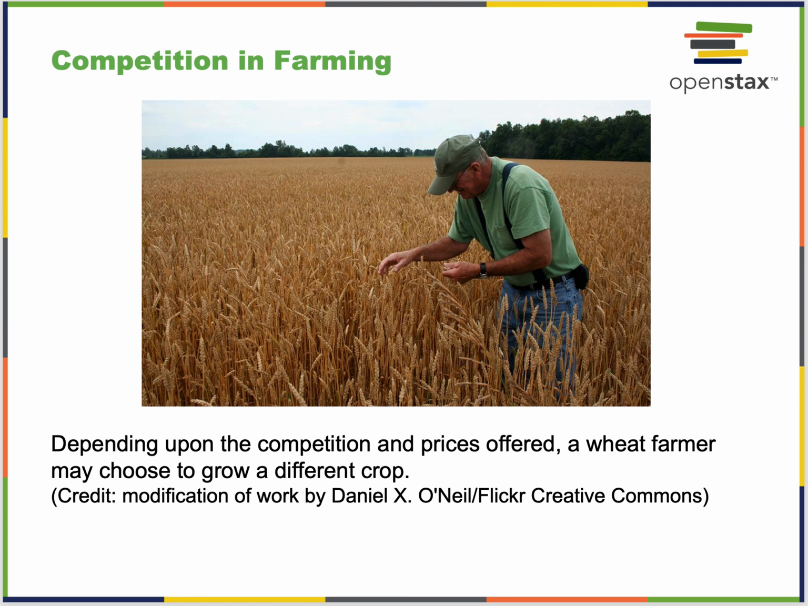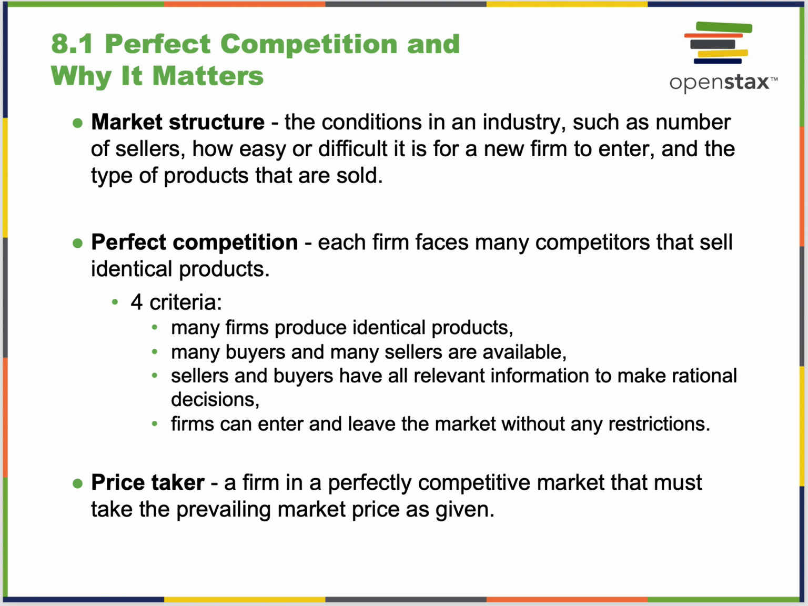So mostly what we're talking about here is commodities, like wheat. Depending on the competition and prices offered, a wheat farmer may choose to grow a different crop. There's lots of wheat farmers, there's lots of wheat grown, and people either make money at it or not, and if they think they can make money at planting a different crop, they may well do so. And we're going to discuss what motivates those kinds of decisions.